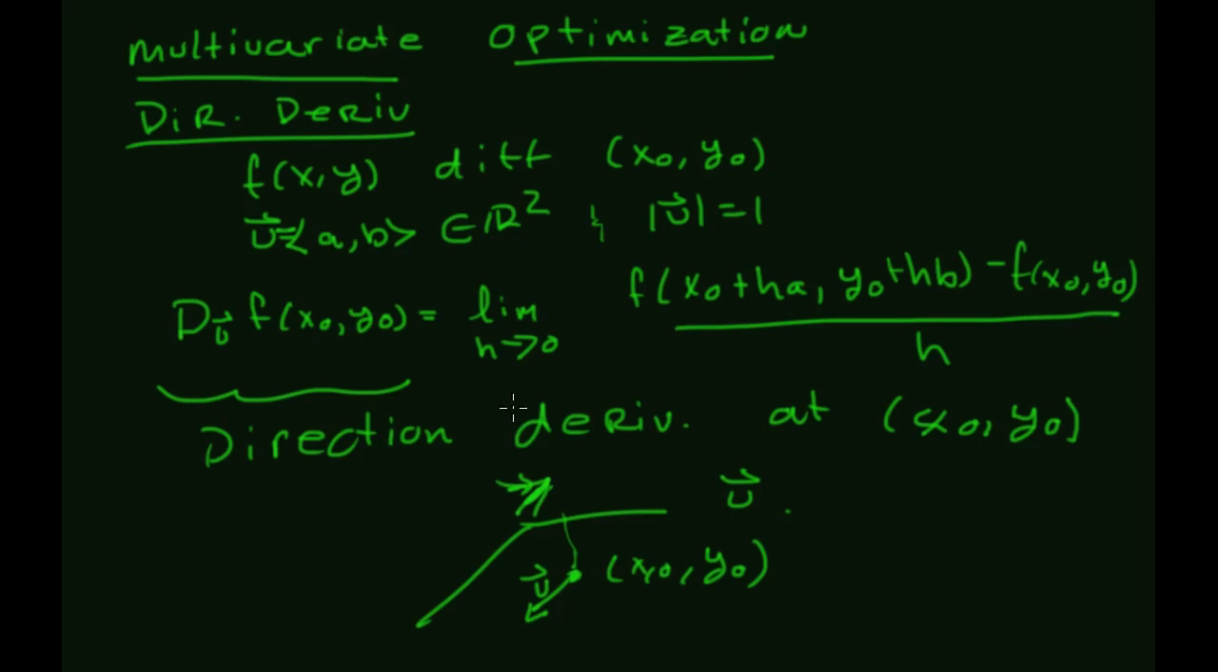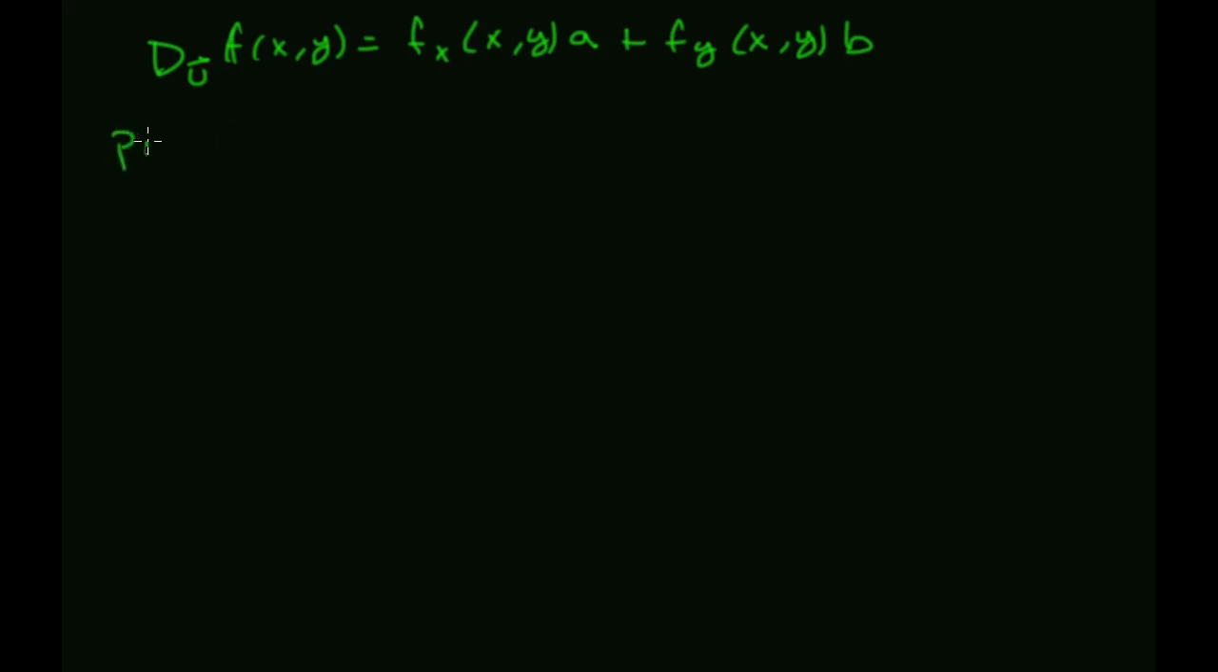Now the problem with this definition is it's not very computational. So we're going to pose a computational derivative and then show that they are actually going to get the same thing. The argument is that the computational formulation is the derivative in the direction u of f at x, y should be the partial with respect to x of f at x, y times a plus the partial with respect to y at x, y times b. Okay, so why does this work? Let's prove something here.